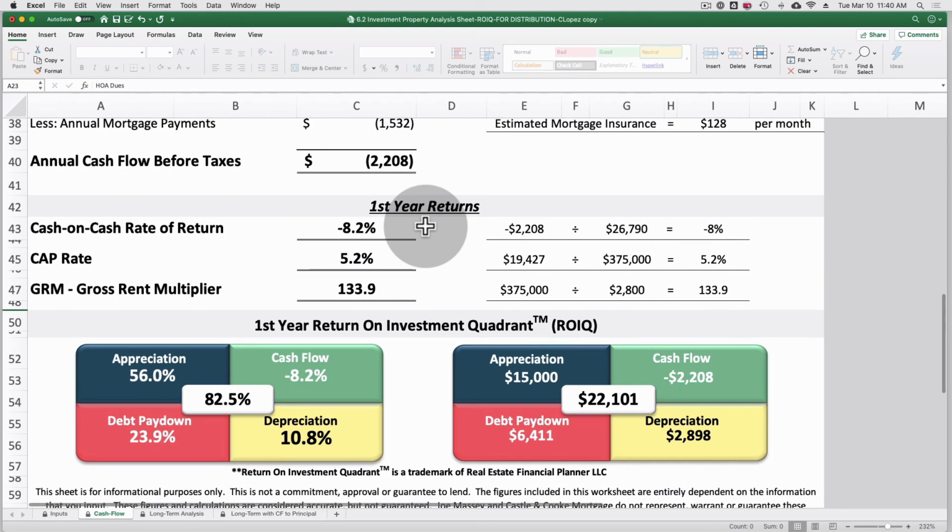Yeah, that's probably true. All right, and then he's still getting an 82% return because your appreciation doesn't change, your debt reduction doesn't change, and your depreciation doesn't change. The only thing that changes is your cash flow goes down, but this is the cost for you to live. Can you live for $2,200 a year in your house, Chris?